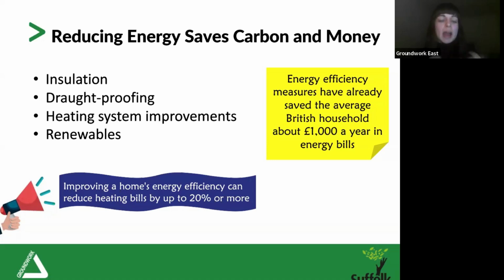And when we're thinking about how much difference we can actually make with home energy efficiency, we can reduce heating bills by up to 20% or more with these changes. And when we look at what's already been done, energy efficiency measures have already saved average British households about £1,000 a year in energy bills. So quite a considerable difference.